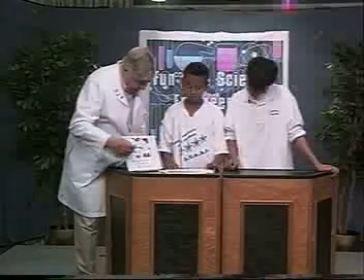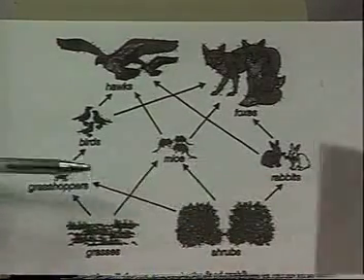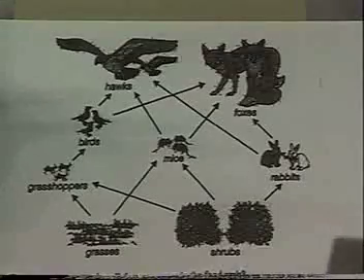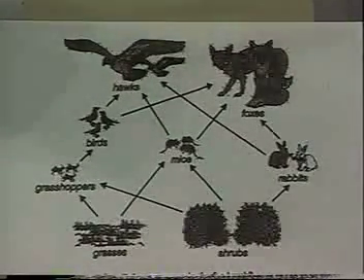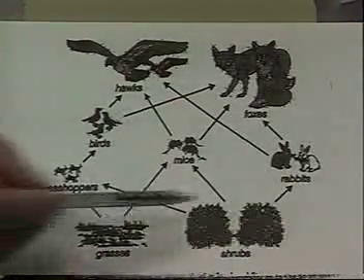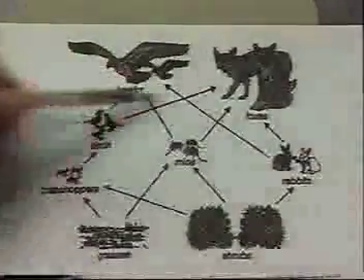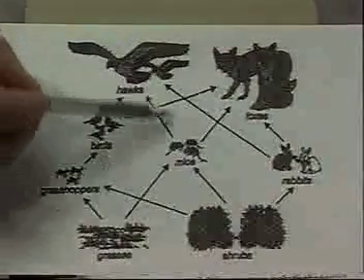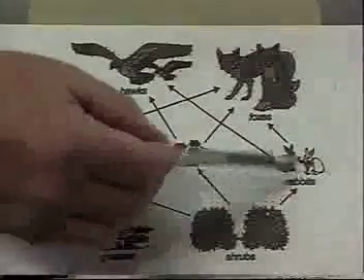Grasses and the shrubs in our little food web are not consumers. They're producers, right? All plants are producers, because of photosynthesis. They make their own food. Everything here is dependent upon the grasses and the shrubs. If they don't consume the grasses and shrubs directly, they consume something that depends on them.